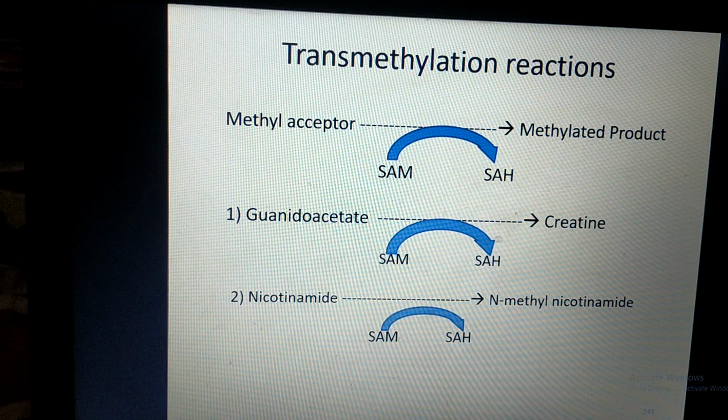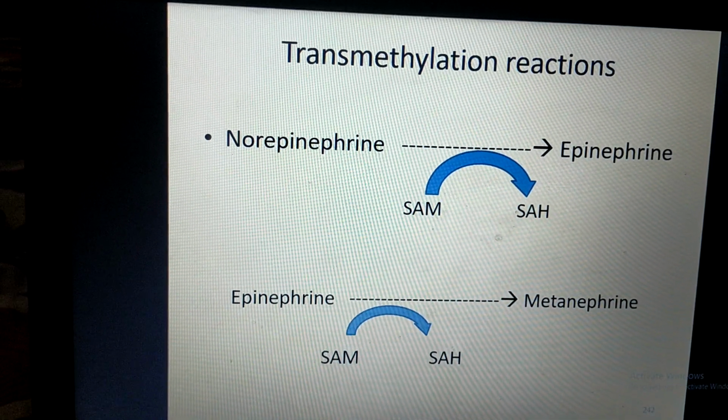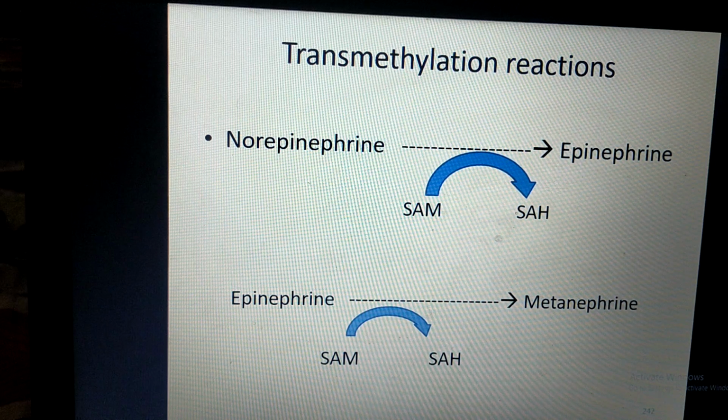First is guanidoacetate. Guanidoacetate here acts as a methyl acceptor, which accepts a methyl group from SAM and gets converted into a methylated product called creatine. So SAM is converted to SAH. Second methyl acceptor is nicotinamide, which accepts a methyl group and forms a methylated product called N-methyl nicotinamide. Third example is norepinephrine, which accepts a methyl group and forms a methylated product called epinephrine.